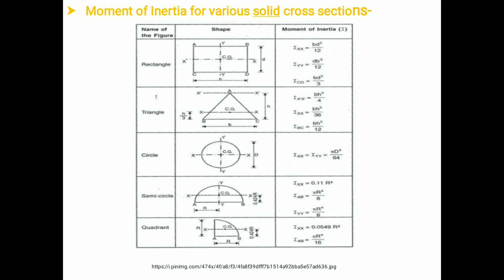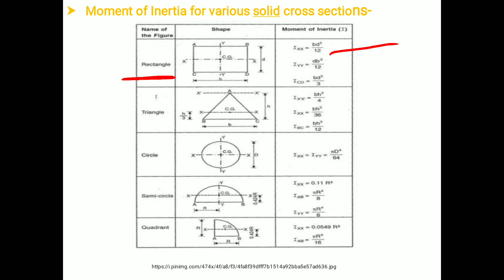We will discuss the moment of inertia for various solid cross sections first of all. Concentrate on a rectangular section. The figure shows a rectangular section which has a width b and depth d. If I consider the moment of inertia about the x-axis, then it is bd cube by 12. This value of bd cube by 12 is the moment of inertia about the x-axis, which is passing through its CG.